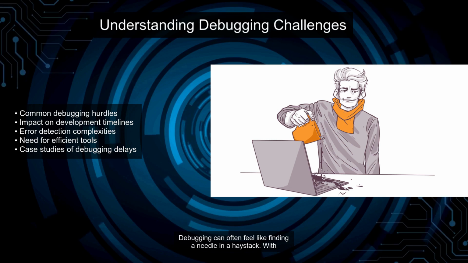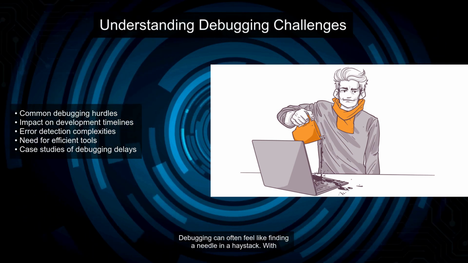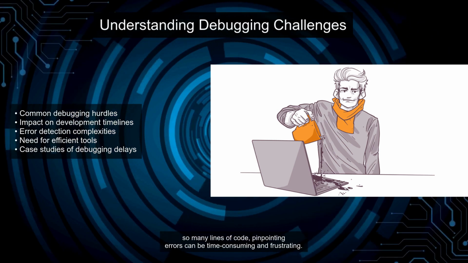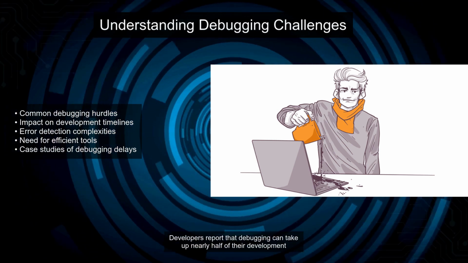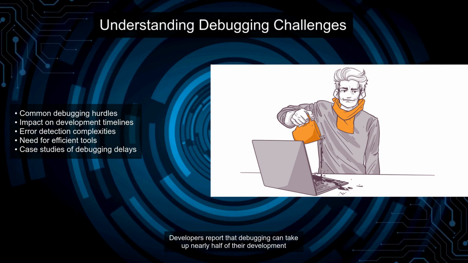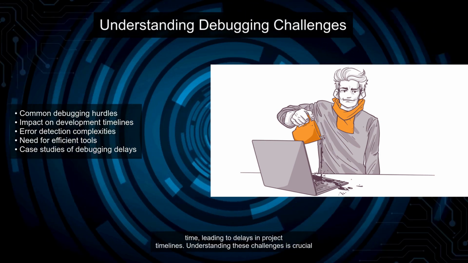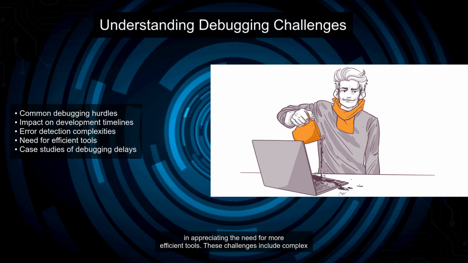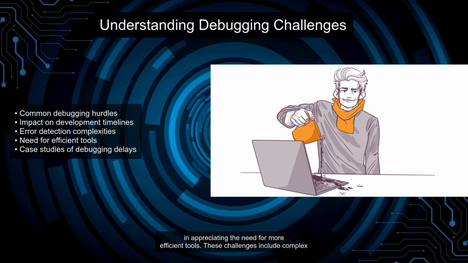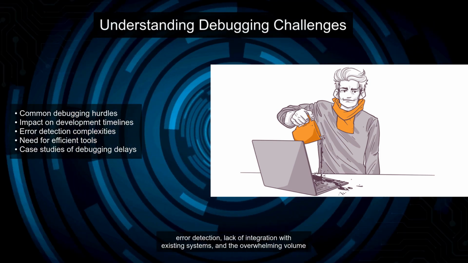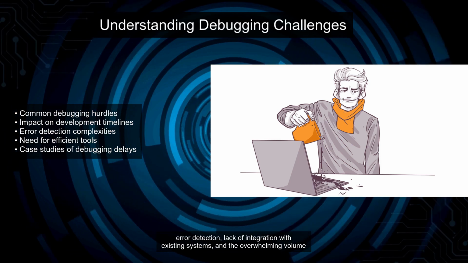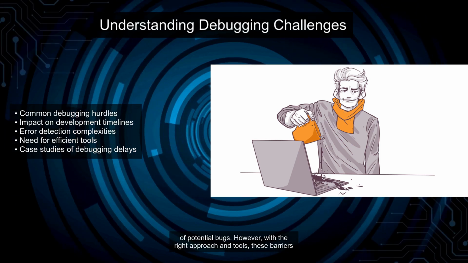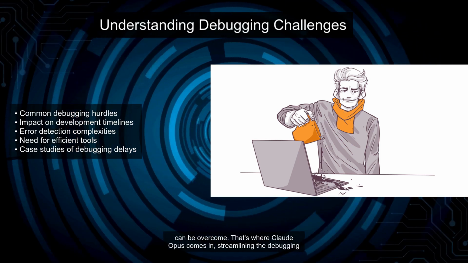Let's get started. Debugging can often feel like finding a needle in a haystack. With so many lines of code, pinpointing errors can be time-consuming and frustrating. Developers report that debugging can take up nearly half of their development time, leading to delays in project timelines. Understanding these challenges is crucial in appreciating the need for more efficient tools. These challenges include complex error detection, lack of integration with existing systems, and the overwhelming volume of potential bugs. However, with the right approach and tools, these barriers can be overcome.